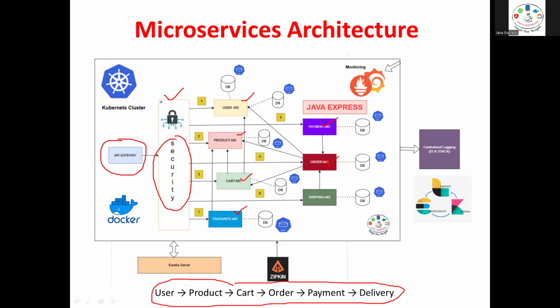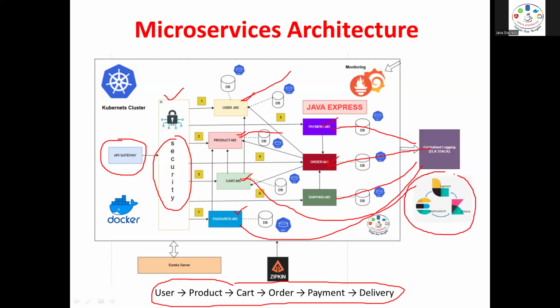The user microservice will generate some logs, the product microservice will generate some logs, the cart microservice, the favorite microservice, all the microservices, and we will be able to capture the logs on the ELK stack as well: Elasticsearch, Logstash, and Kibana. To monitor your application, we are using Prometheus and Grafana, where you can monitor.